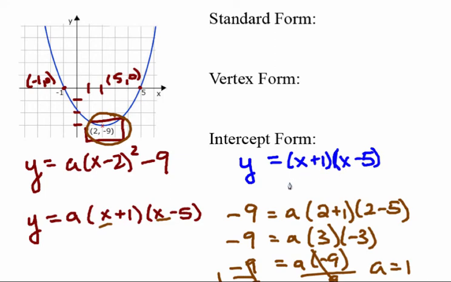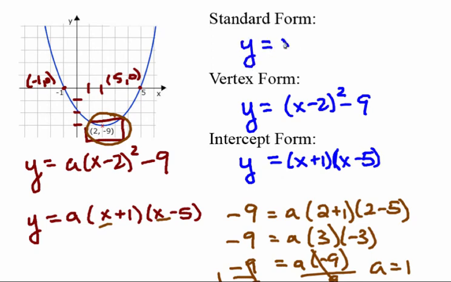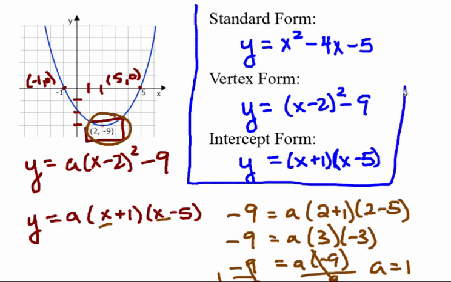Remember, if my a value was 1, I don't need to write anything out front of these vertex and intercept forms. Vertex form is going to be y equals the quantity x minus 2 squared minus 9. And standard form is either one of these multiplied out. So I'll take intercept form and FOIL it. So x squared plus 1x in the middle and then minus 5x is going to get us negative 4x. Positive 1 times negative 5 will get us negative 5. So here are our 3 equations for the same parabola written in 3 different forms.